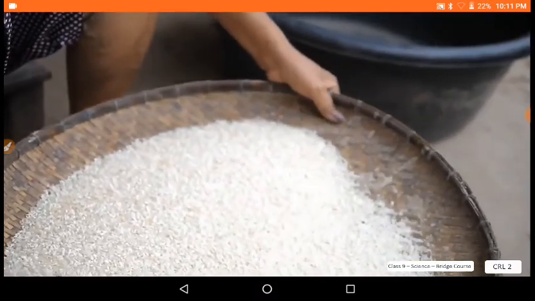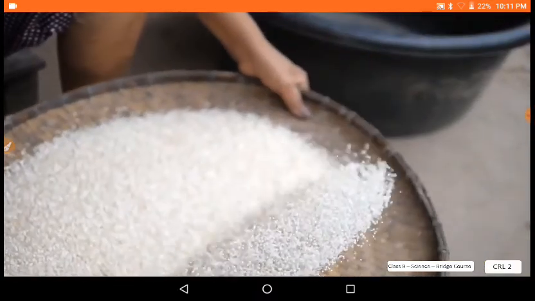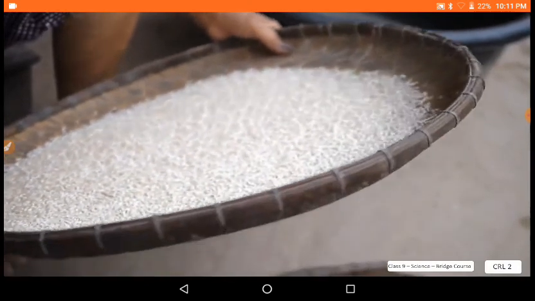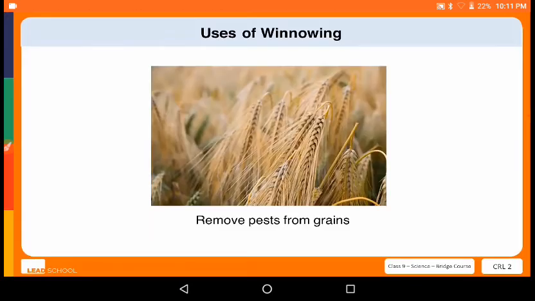Here, we can see winnowing being used to separate the husk from the rice grains. The lighter component, which is the husk, is carried away by the wind, leaving the rice grains behind. Winnowing is also commonly used by farmers to remove pests from grains.